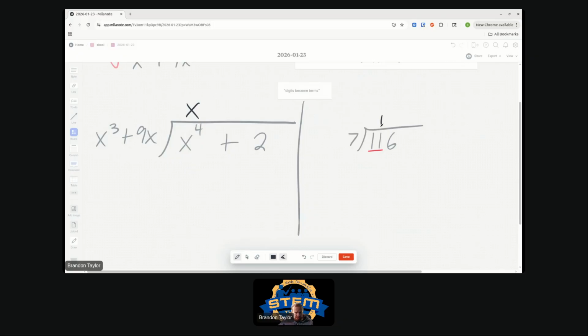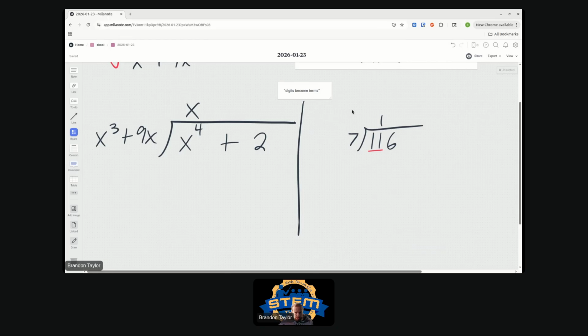And then think about it. What's the next step you do? This is what I want to illustrate. Digits become terms. It's literally the exact same steps if you look at digits as terms. That's the key point with polynomial long division.